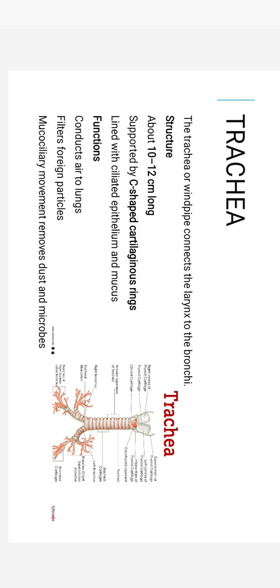Next, trachea. The trachea, commonly called the windpipe, is a tube-like structure that extends from the larynx to the bronchi. It is approximately 10 to 12 centimeters long and is supported by C-shaped cartilaginous rings. These rings help maintain airway patency and prevent collapse during breathing. The rings are incomplete posteriorly, allowing the esophagus behind the trachea to expand when food passes through it.